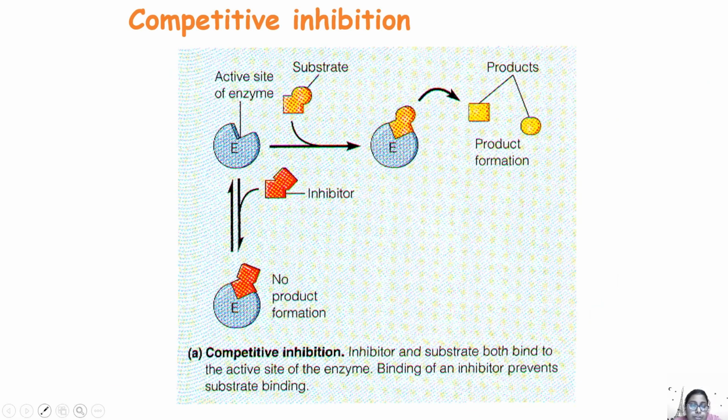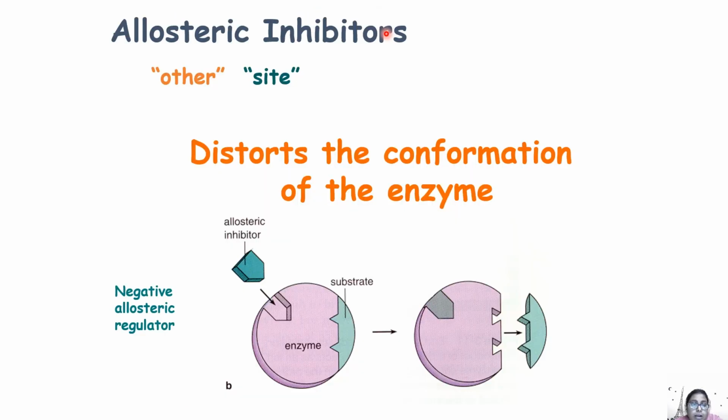If you see this active site of the enzyme, if the substrate is added, it will bind to the enzyme and the product will form. But if we add a competitive inhibitor, the competitive inhibitor will bind to the active site and will block it, so the enzyme cannot bind to the substrate anymore. There is competition, that is, binding of the inhibitor prevents substrate binding. So this is competitive inhibition. Allosteric inhibition happens at another site away from the active site. So basically, this is the enzyme, and this is the active site of the enzyme.